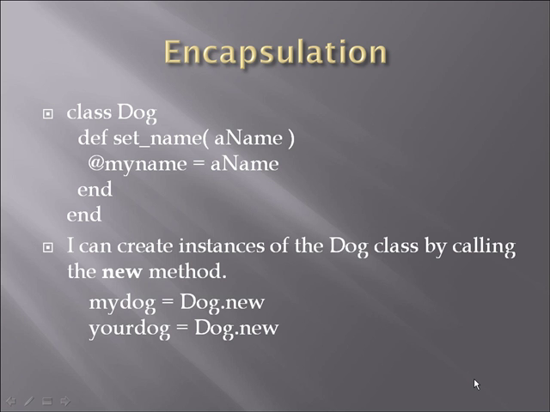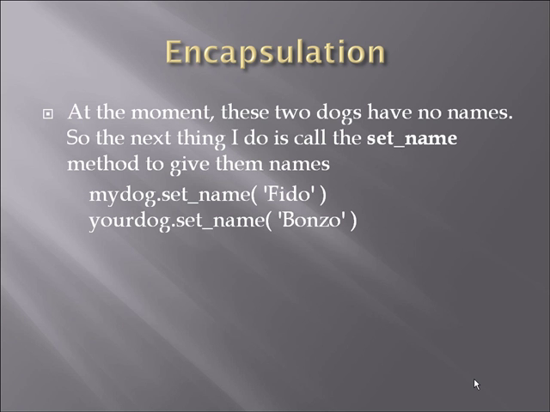Encapsulation. The internal representation of each object is private. In this code, we can create instances of the Dog class only through the new method. There are two objects, myDog and yourDog. At the moment, these two dogs have no names. So the next thing I do is call the setName method to give them names.